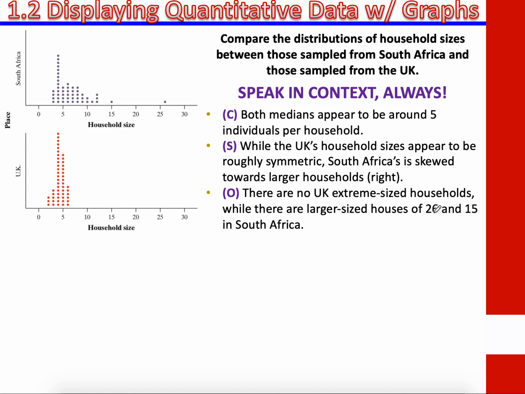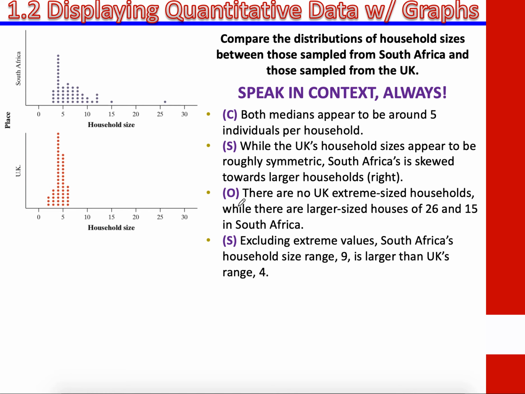While there are definitely some larger-sized households of 26, and even that 15 is a bit of an oddball because of the gap here, as far as the South African households are concerned. And then the last thing here, ask yourself, if you remember, what the last letter would be and what it stands for. We did center, we did shape, we did outliers, gaps, extremes. Yeah, spread. Spread is the last one.